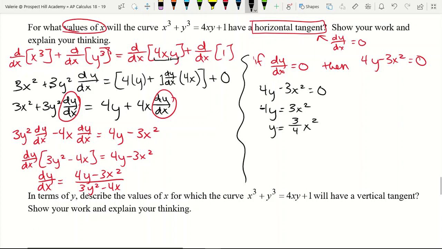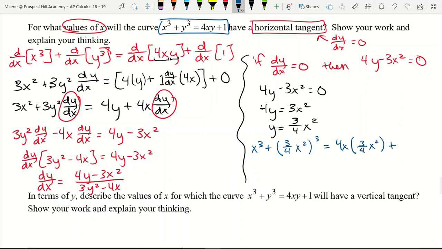Because we now know what y is, and we want to know where our original curve will have a horizontal tangent, we are going to plug y into our original function and then enter it into our calculator to find what x is. So we have x cubed plus, instead of y, (3/4 x squared) cubed, equals 4x times (3/4 x squared) plus 1.